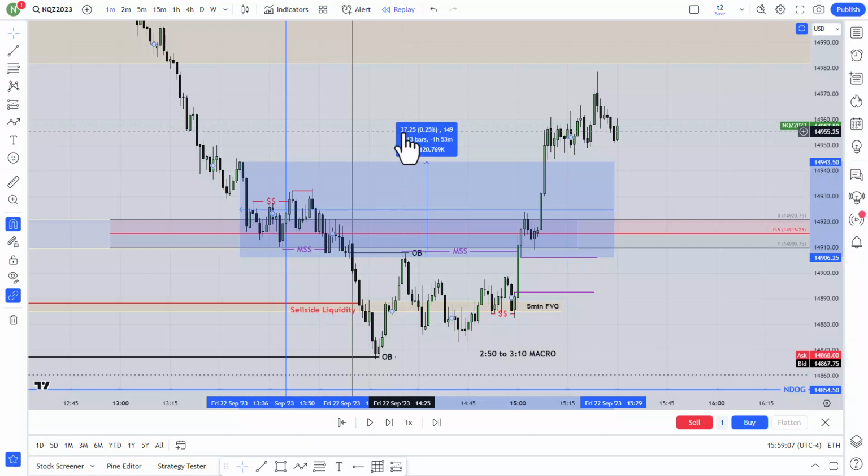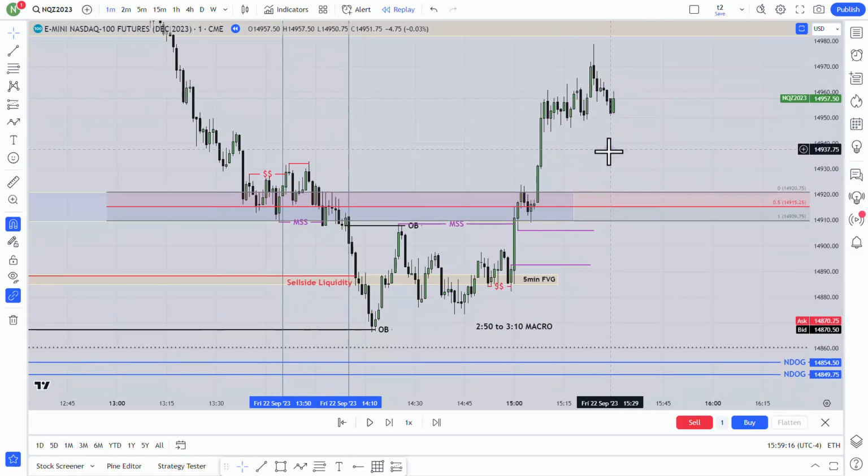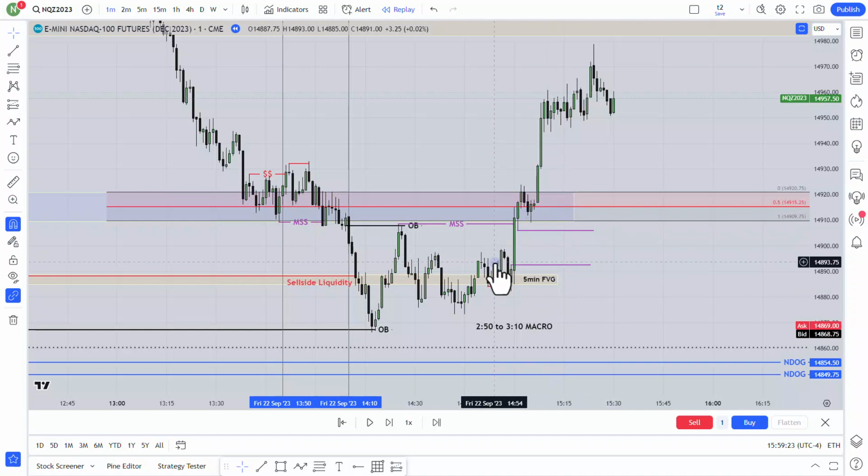So guys, don't fear missing trades. Just wait for the perfect trade. You'll be the winner. And this macro always takes some liquidity, then it will give you a very nice market structure shift, and then you will take your entry at the fair value gap. You'll be the winner.